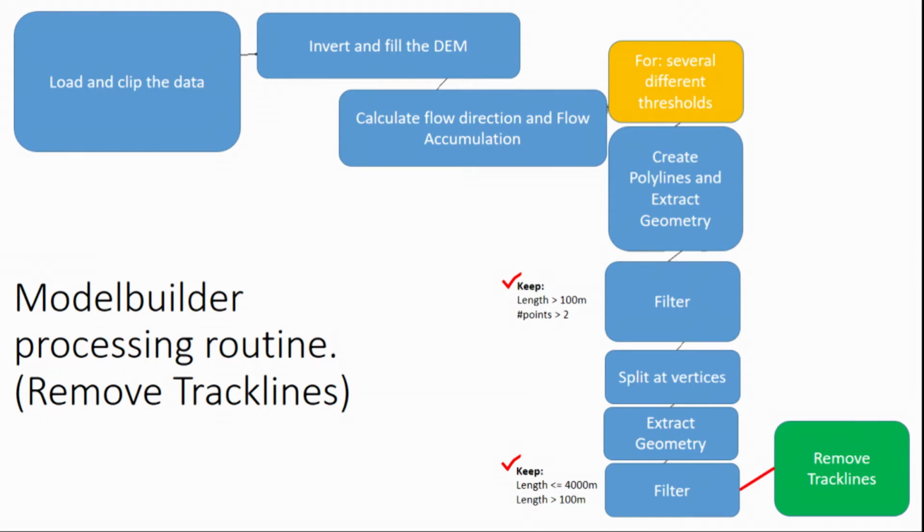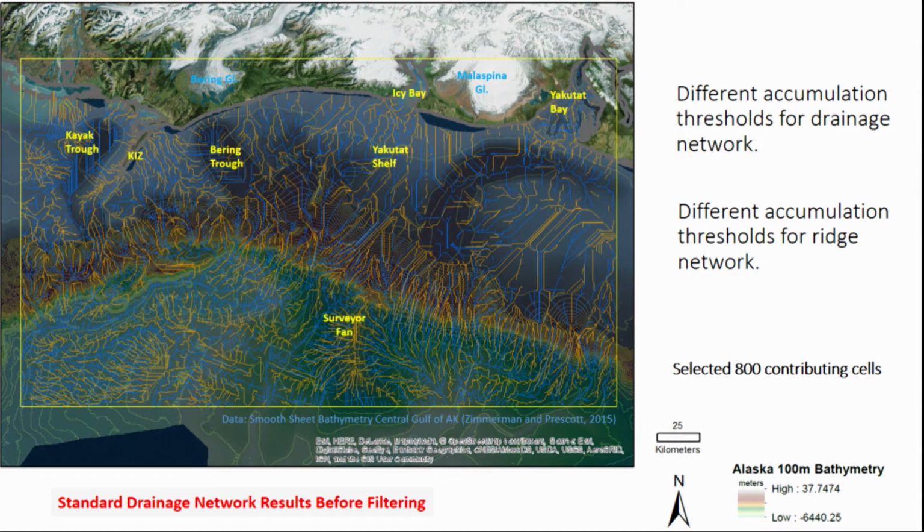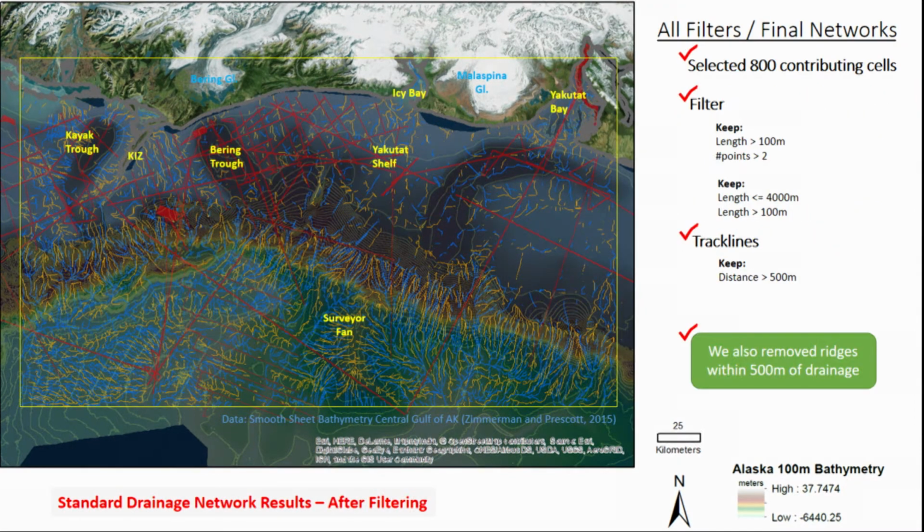We had some issues with the track lines. You could see that based on the edge detection that I showed when I introduced the data set. So we wanted to remove the effects of track lines. So what you see here is before we've applied any filtering, as well as before we've done anything with the track lines. And now we've removed anything within 500 meters. We've removed stuff within 500 meters of the track lines, and we've also applied our length filters to our drainage network.